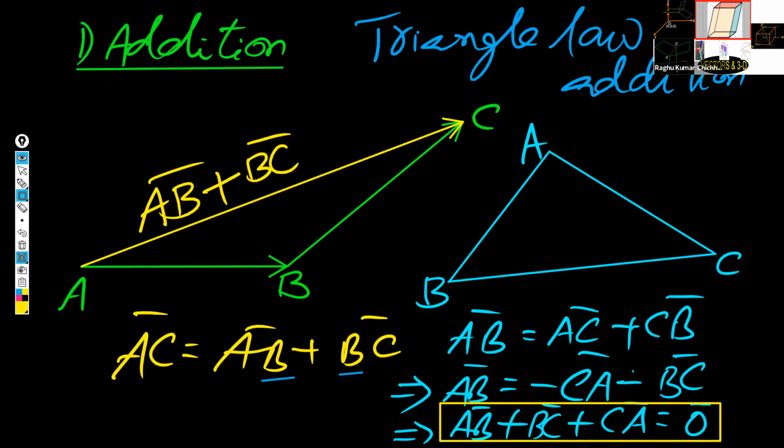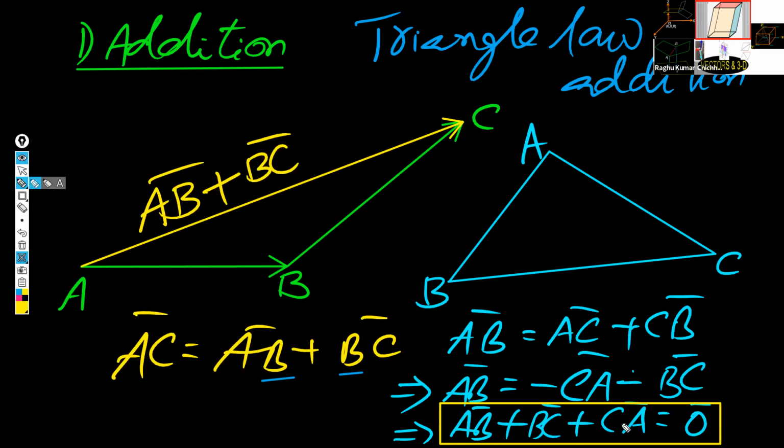Now just to see, what is the common alphabet for AB plus BC? B will be removed, and then you will get AC according to this. This is what I'm talking about: AB plus BC, B removed, AC you will get. Here also, if B is removed, AC you will get.